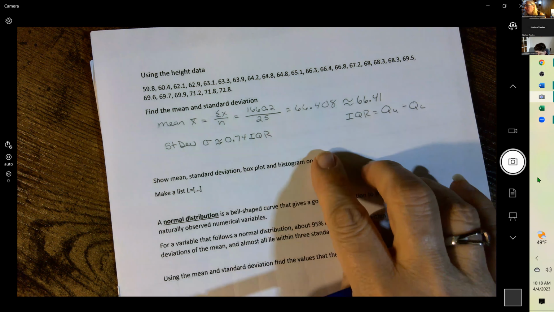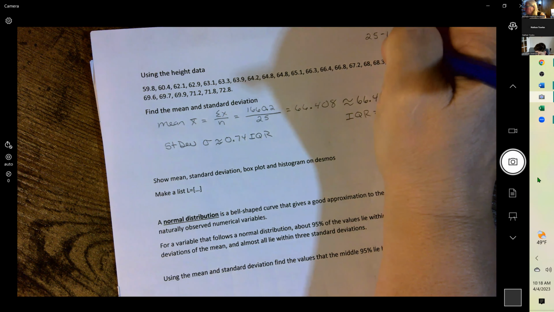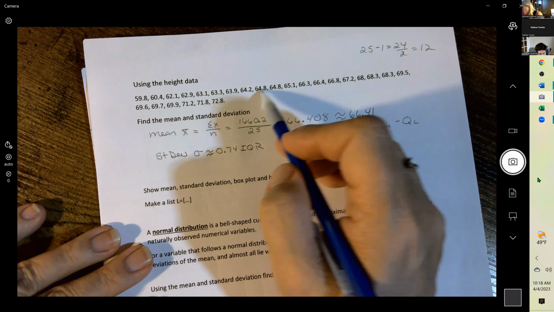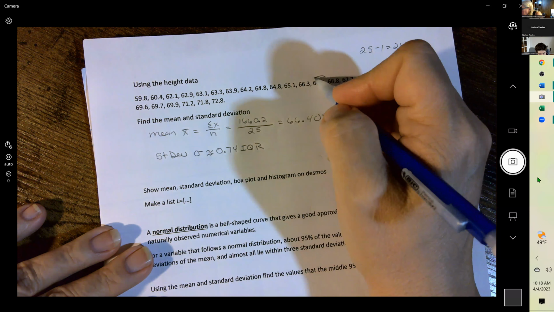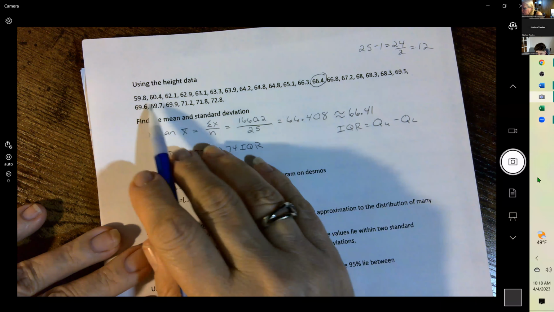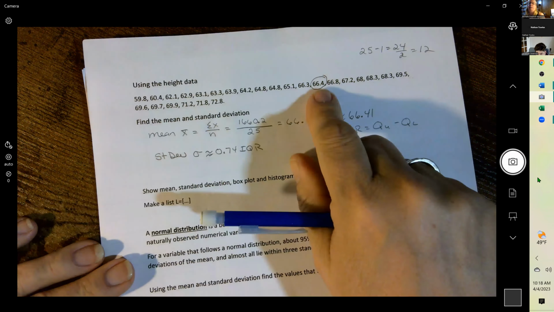There's 25 pieces of data. So if we take 25 minus 1, we get 24. Divide that by 2. There's 12 on each side of the middle one. 1, 2, 3, 4, 5, 6, 7, 8, 9, 10, 11, 12. 12 on each side of this number. So this is the middle number. That's your median.